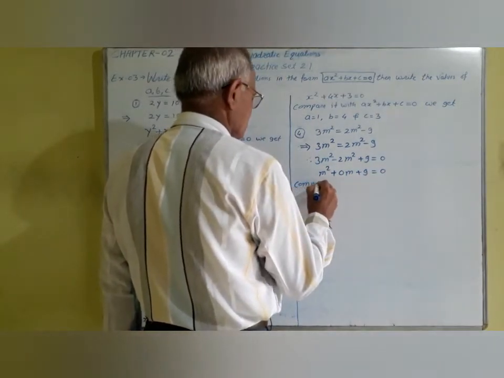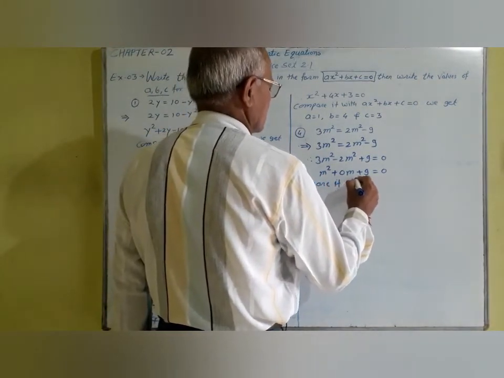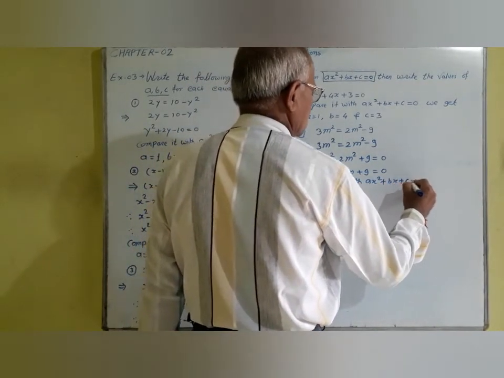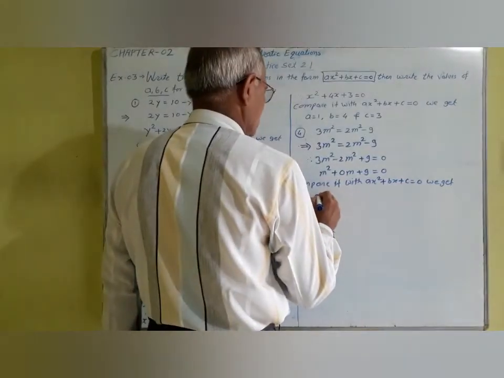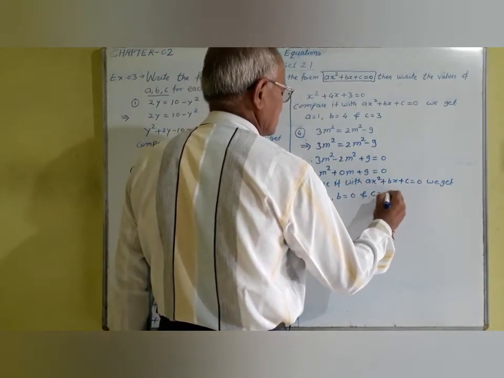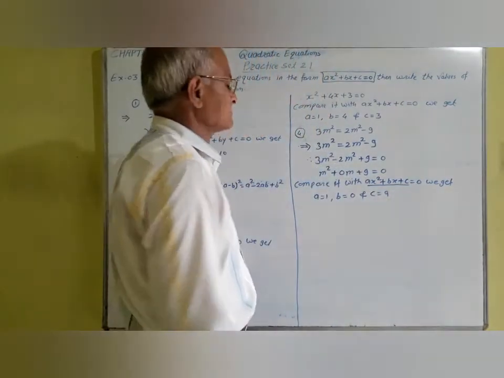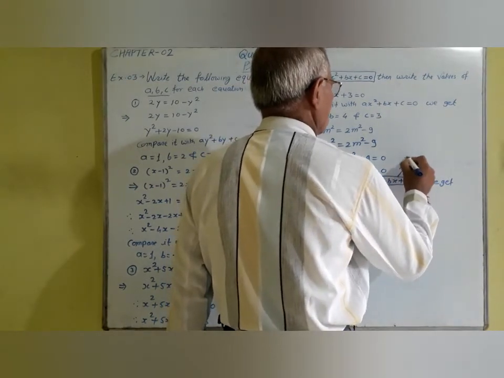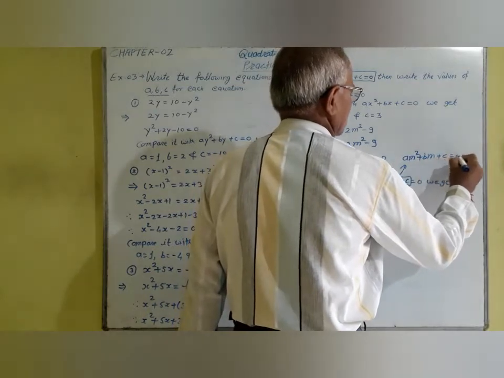Compare it with ax square plus bx plus c is equal to 0. We get a is equal to 1, b is equal to 0 and c is equal to 9. Here we write ax square plus bx plus c is equal to 0. In place of it, we can also write am square plus bm plus c is equal to 0.